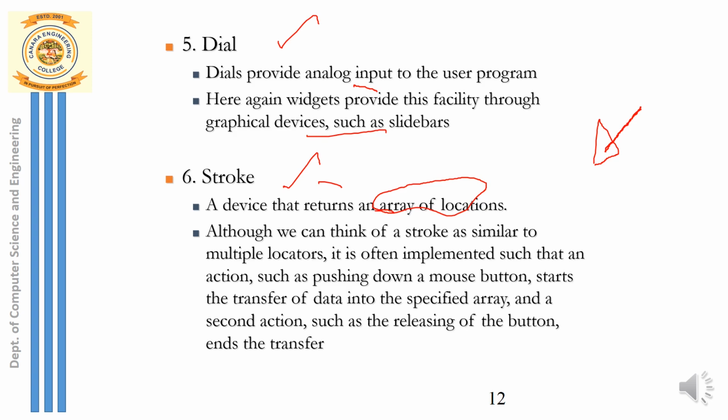Not just the first position and the last position, but all the positions wherever I move the mouse, whenever I drag the mouse, all these positions should be returned to the program. I call that an array of locations. The physical input device I'm using is again the mouse itself, but the value it returns is not just one location but a series of x coordinates and y coordinates. So this is the sixth class of logical input device. This is very important and it is very simple also. I hope you have understood it.